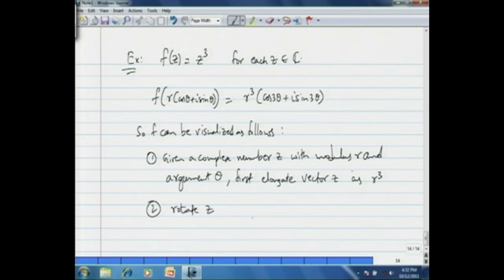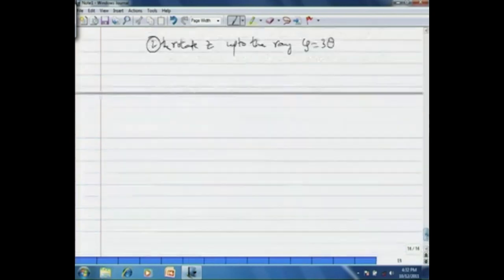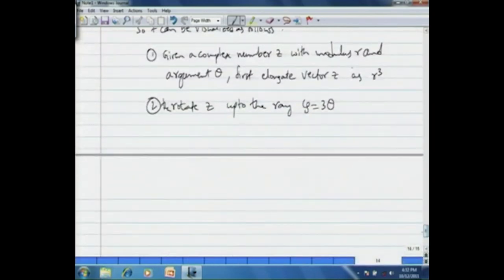And then secondly, rotate z to an angle, then rotate z up to the ray phi equals 3 theta. Okay, so, let us see an example of how to do this.